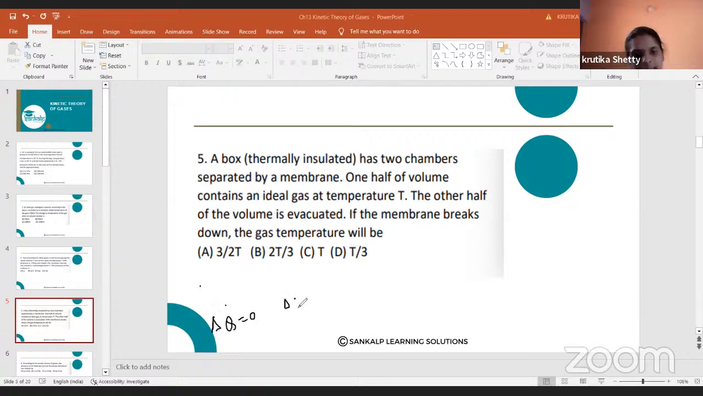Then similarly, delta W is also 0. Why? Because whatever the walls are there, they are rigid. Their walls are rigid here. Therefore, the work done is also 0. The change in energy is also 0.